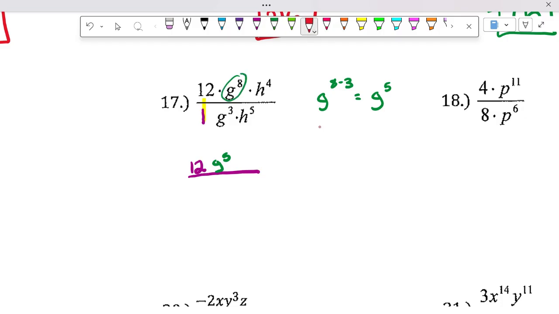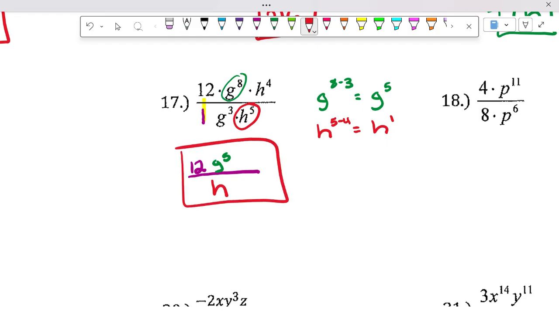The h's. Which one's bigger, 4 or 5? So I do 5 minus 4. So it'd be h to the 1st or just h. Where am I going to put it, numerator or denominator? Denominator, because that's where the bigger exponent is. So this would be my answer, 12 g to the 5th over h. So does that make a bit more sense what I mean by big minus small, put back where the big goes? All right.